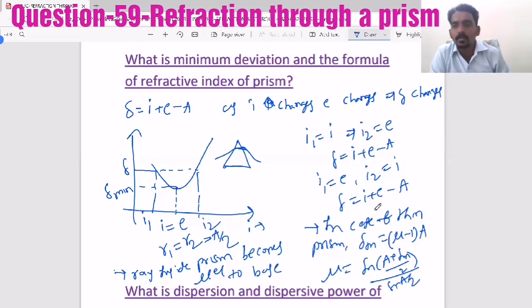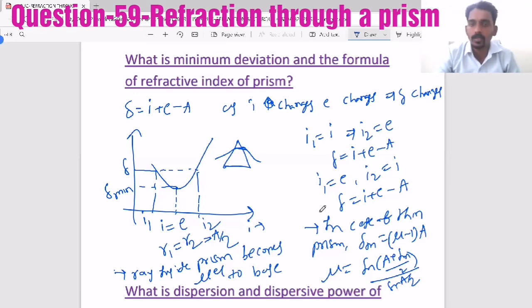So many times they will ask questions based on this minimum deviation condition only. So briefly I am explaining what all the equations are, the equations based on which a question can come.